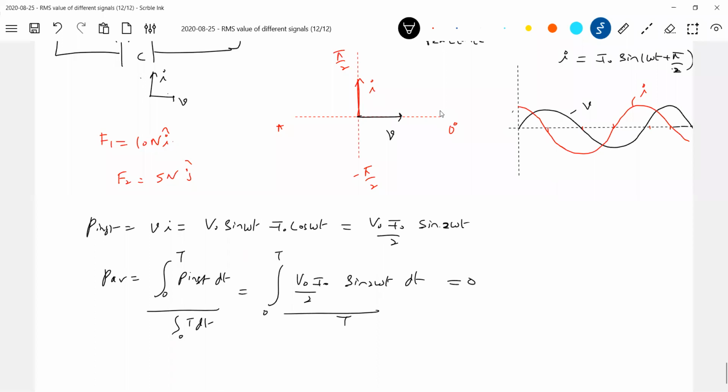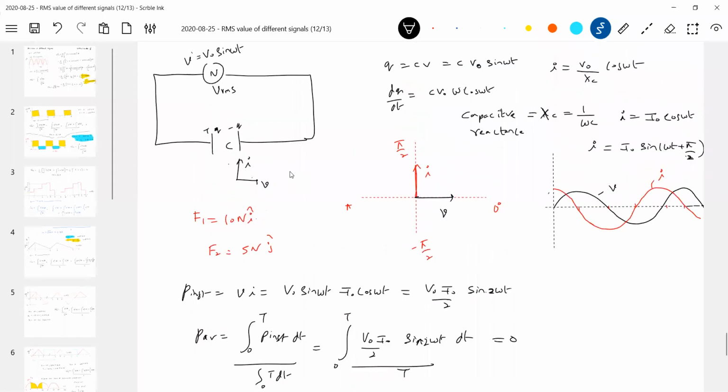Is it okay? The average value of sine 2 omega t in one full cycle will be 0. So therefore, what is this capacitor? It will not dissipate power. It means it's just a storing element. We know it's a storing element. It will not dissipate power. So this is something very important.